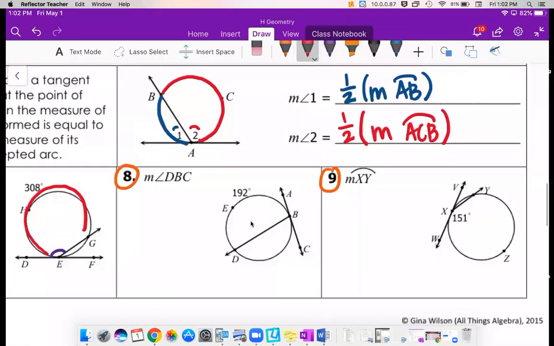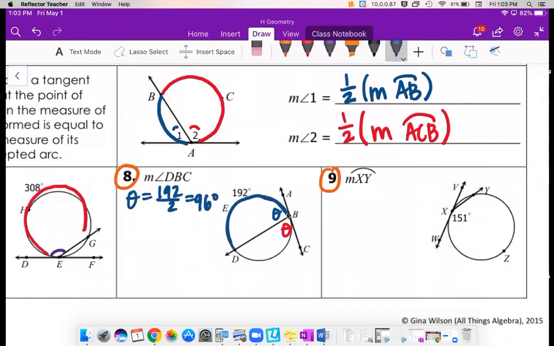Okay, in this one they want DBC, so we're looking for this angle. Now they didn't give us that arc, but they did give us this arc. So I can go backwards and use the fact that all the angles on this line add up to 180 degrees. So if this arc is 192, I can get the blue angle down here by doing 192 divided by 2, and I'll get 96 degrees.